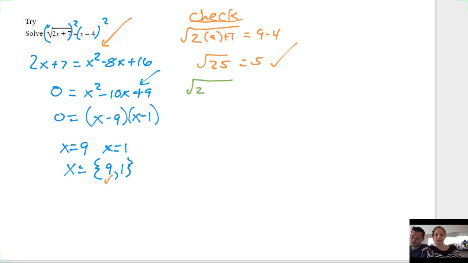Look at you go, color-coded. 2 times 1 plus 7, I've done this before, is 9. 1 minus 4. The same issue. We want the principal square root. So we get rid of the extraneous solution, which is 1. Therefore, the solution is x equals 9.